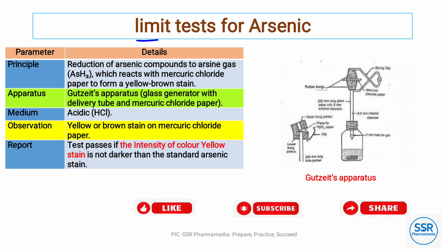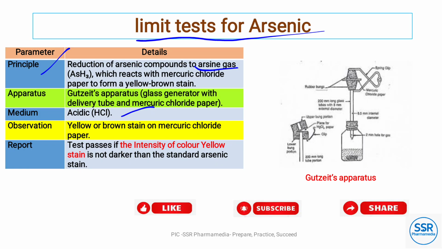So, let's discuss the limit test for arsenic: principle, apparatus, medium, observation and report. First is the principle. In the limit test for arsenic, arsenic compound is reduced to arsine gas, which reacts with mercuric chloride paper to form a yellow stain. The apparatus used in the limit test for arsenic is the Gutzeit apparatus. It's a glass generator with a delivery tube, and mercuric chloride paper is contained in it. And in the medium, HCl is used as the medium.